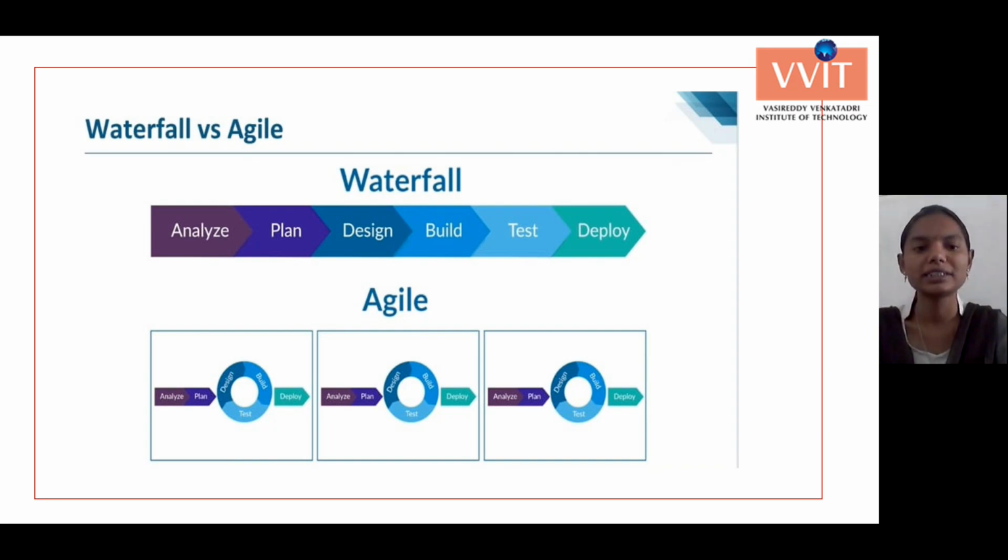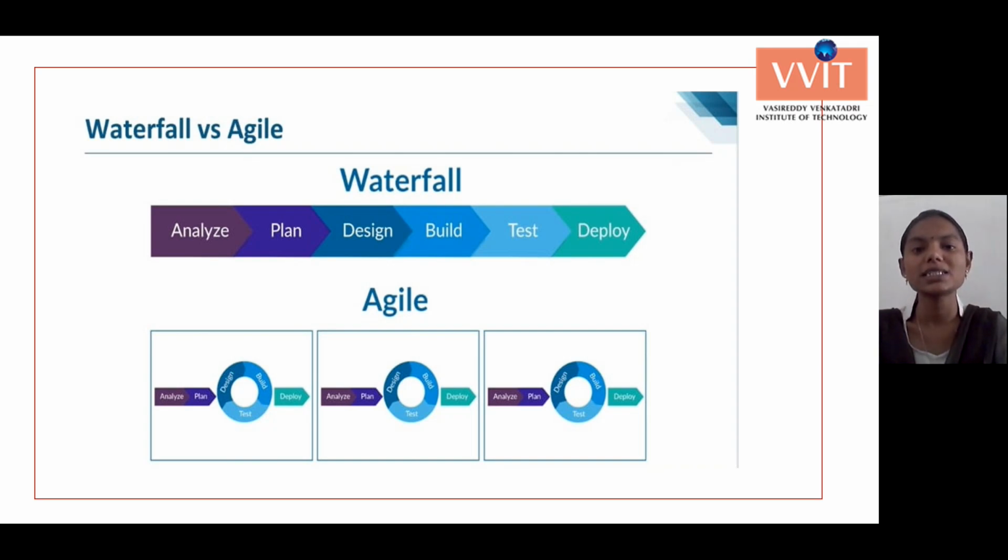Now, let us see DevOps. In any software development project, we have 3 teams: business team, development team, and operations team. The name DevOps is a combination of both the development team and the operations team.